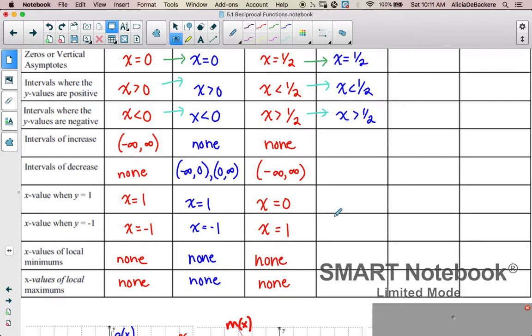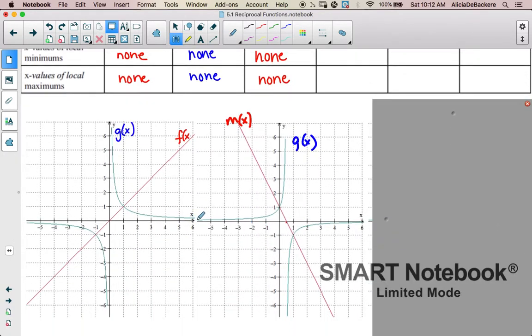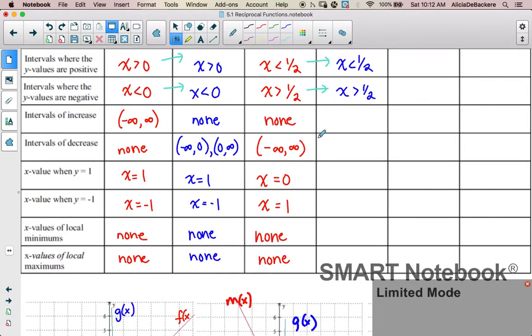Okay, so next we're looking at intervals of increase and decrease. On the blue graph again, starting on the left and scrolling around, I see that I'm always increasing until I get to that vertical asymptote, and then always increasing in the second piece as well. So here it looks like there's a switch, right? Where I was decreasing on the first, I ended up increasing on the second.